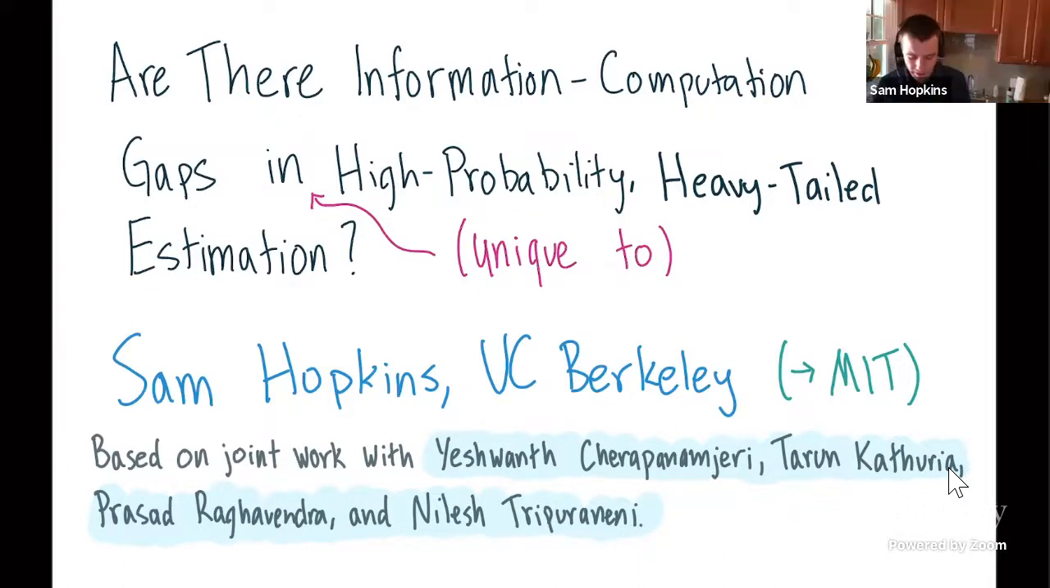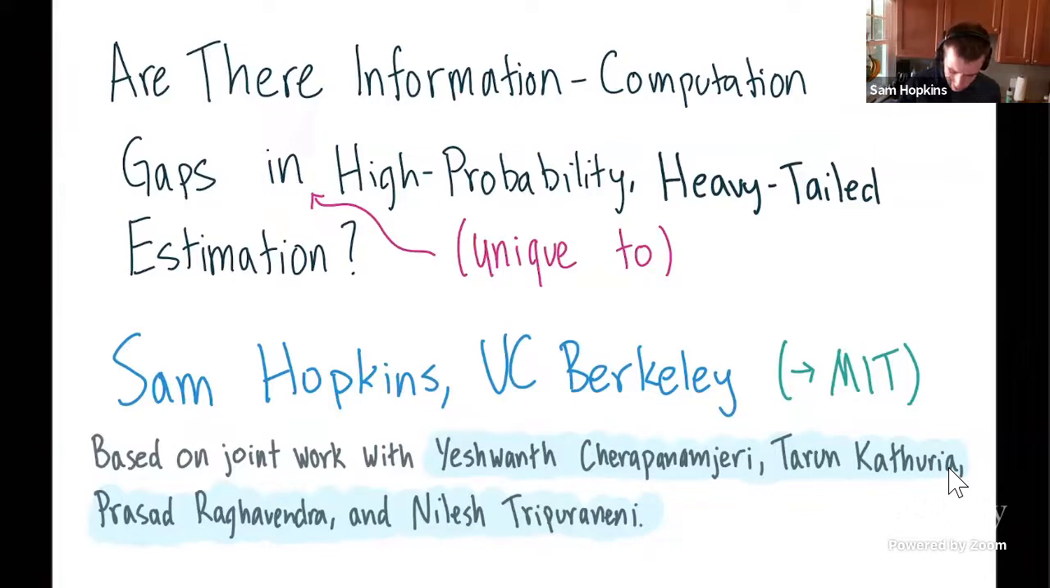Yeah, thanks, Chris, and all the organizers. This talk is basically going to be a 25-minute infomercial for an open problem or open direction that I think is interesting and understudied. It's going to be about some recent work, which I think hints at the potential existence of a kind of information computation gap that we haven't really seen before, to my knowledge. This is based on joint work with Yeshwanth, Tarun, Prasad, and Nilesh here at Berkeley.